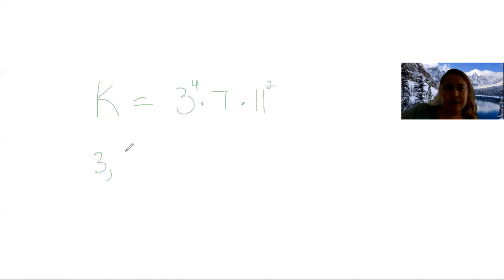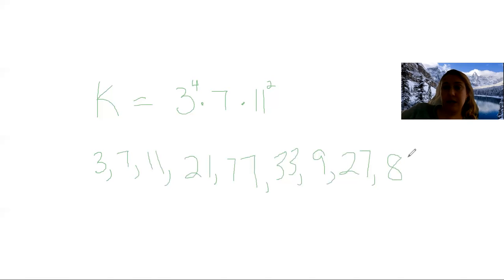Okay, so if you're back, 3, 7, and 11 are the most obvious divisors. Then we can look at any combinations. 3 with 7, so 21 would have to divide this. 77 would have to divide this. 33 would have to divide this. Start looking at these powers. So 3 squared is 9. 9 would have to divide. 3 cubed is 27. 3 to the 4th is 81. We've just got 7 to the 1st.